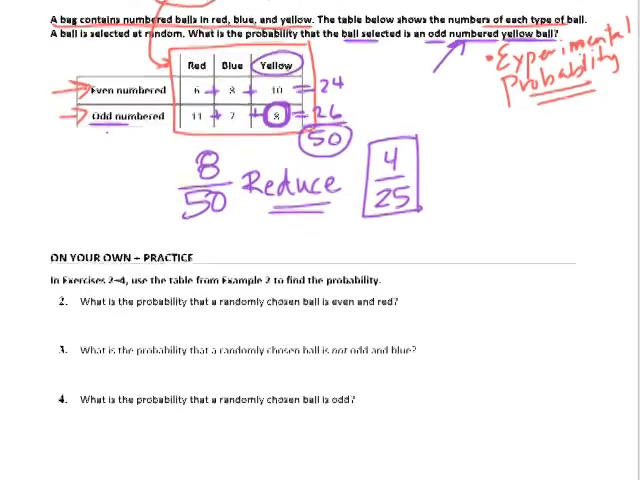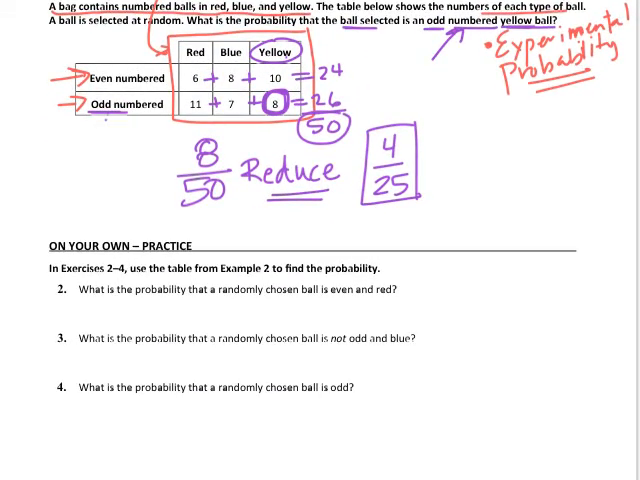So in exercises 2 through 4, use the table from example 2 to find the probability. Here they're asking you what's the probability that you choose even and red. So of course you're looking for the even and red intersection on that table. What's the probability that you choose a ball that is not odd and blue? Well, if it's not odd, then what is it? It has to be even.